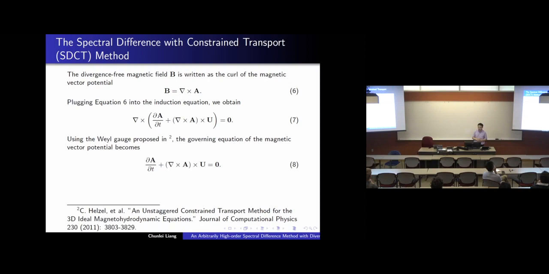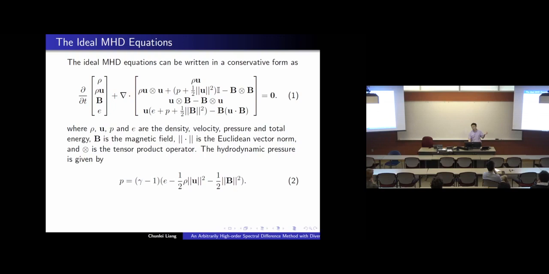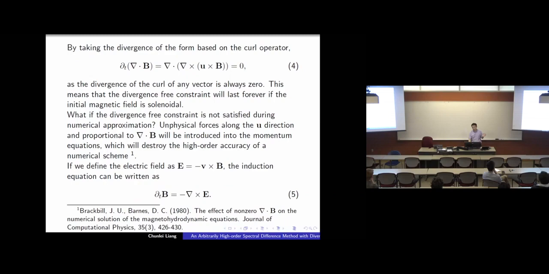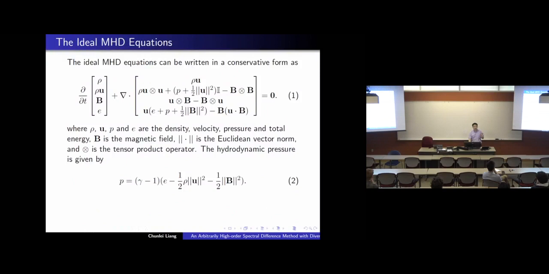Now we plug equation 6 into the original B equation, the induction equation, and we get equation 7, right? Simplify that, and we get this vector potential equation, equation number 8. If we solve equation number 8, then our B field is automatically divergence-free, right? But the problem is that inside of the MHD equations, we don't have that vector potential equation, so it's not very compatible. So solving this set of equations, our B field probably over time will not be divergence-free anymore.